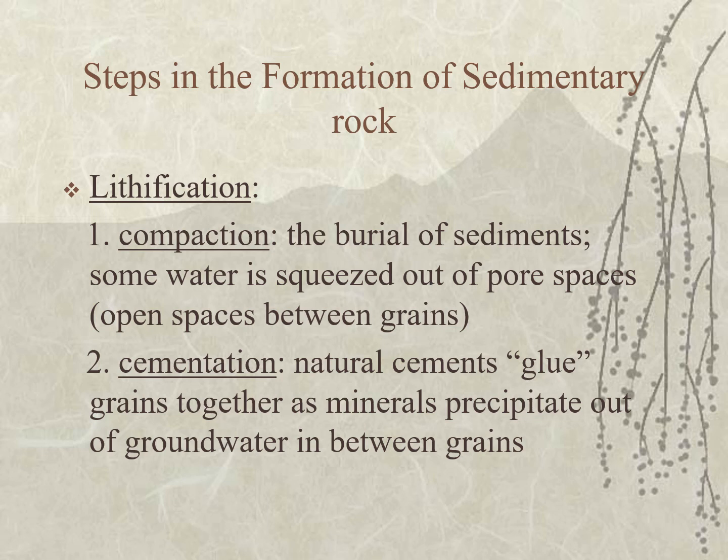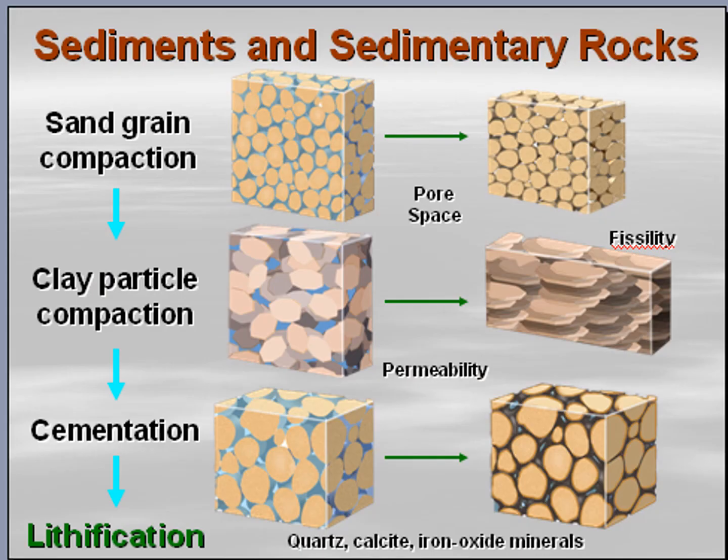So the sediments have to be squeezed together, but to become a sedimentary rock, they also have to have some kind of natural cement. So natural cements glue the grains together as minerals precipitate out of groundwater in between the grains. We talked about the natural cements already on a previous slide. Some drawings here to try to show that.